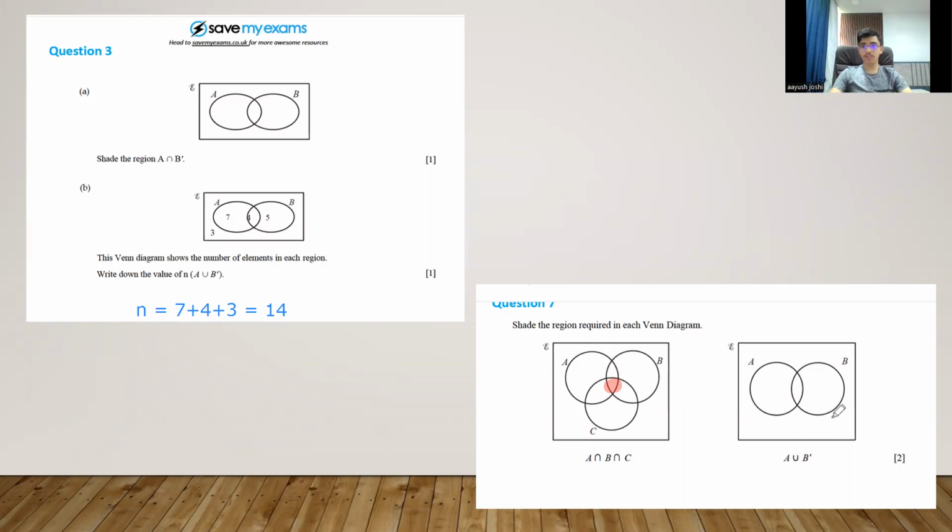So what is B complement? Everything outside B. But when you're looking at A union, it means that this part needs to be shaded along with this. So A union B complement is this, and then this universal set as well, and that's going to be your answer for this question.